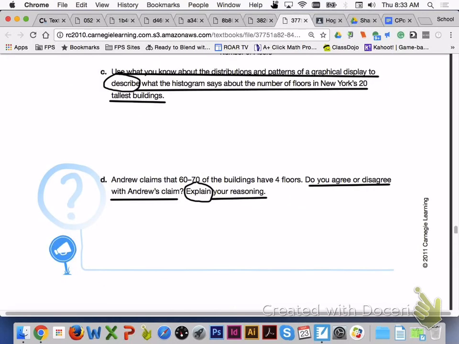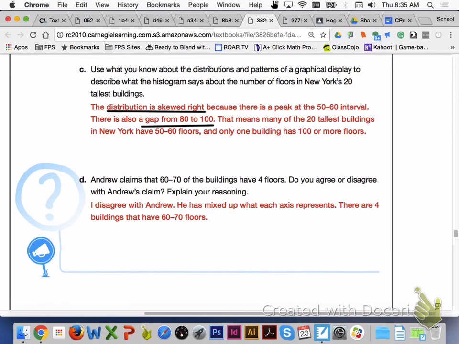Please answer letter C and letter D with your group members. For letter C, the distribution is skewed right because there is a peak at the 50 to 60 interval on the left side of the histogram with fewer data points on the right. There is also a gap from 80 to 100, which means many of the 20 tallest buildings in New York have 50 to 60 floors, and only one building has 100 or more floors.